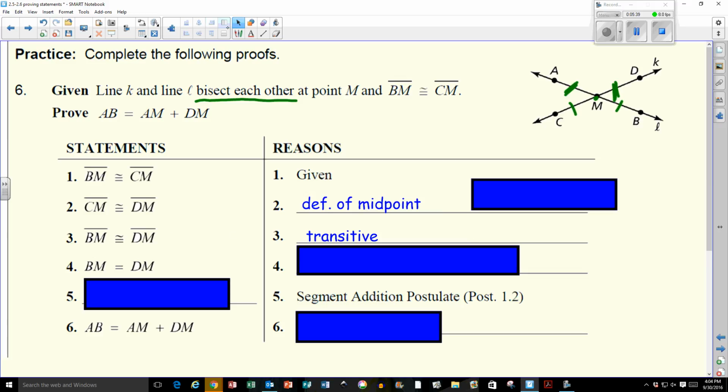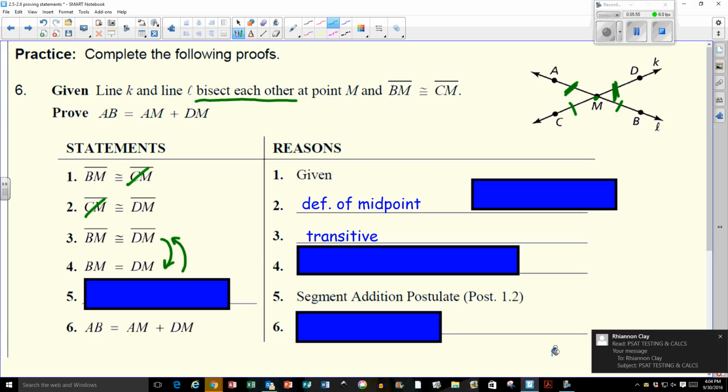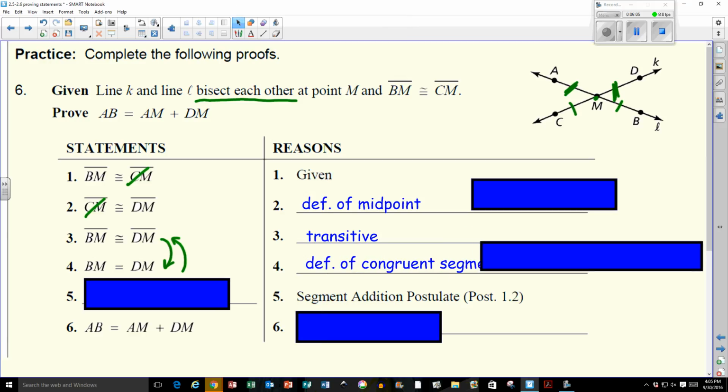BM is congruent to DM. Well, because if this one piece is equal to these two, then those two are congruent by the transitive property. And if you'll remember, anytime you go from being congruent to equal or equal to congruent, they are interchangeable. So that is the definition of congruence, or the definition of congruent segments.